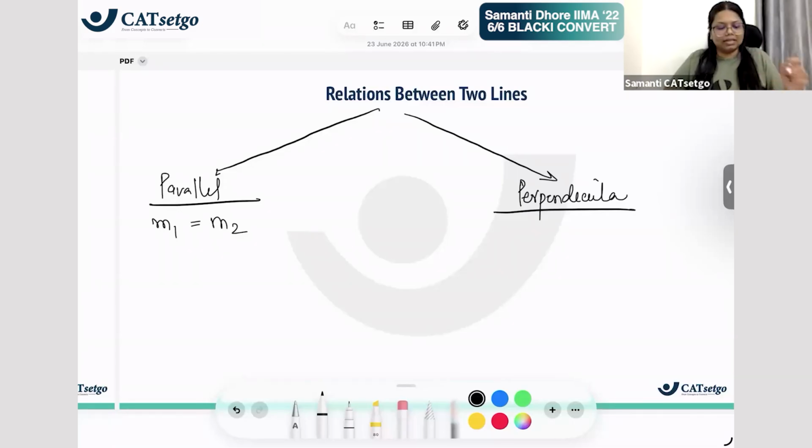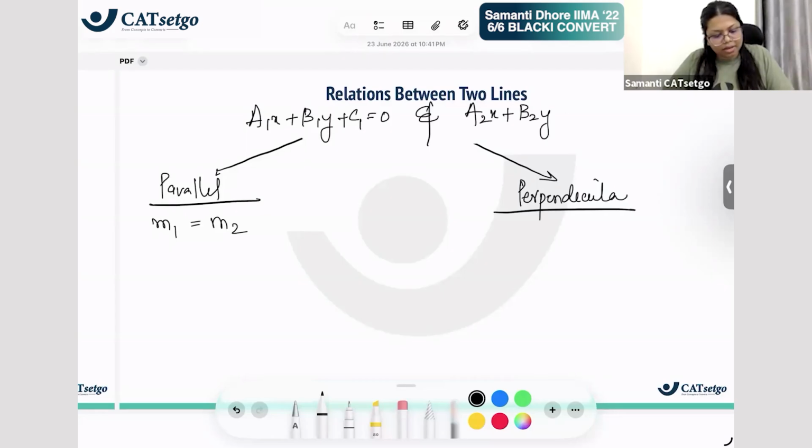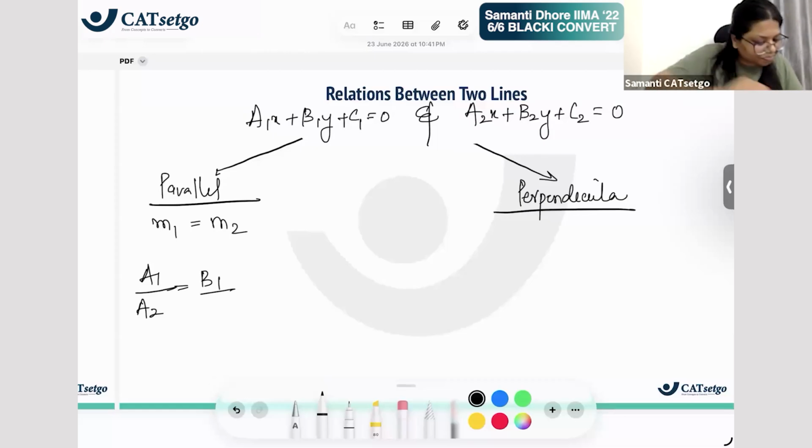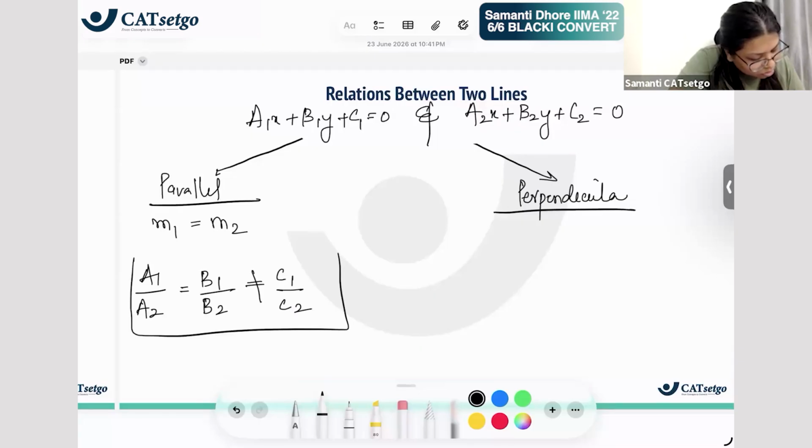If two lines are given to you, let me write it here. The first line is, let's say, a1x plus b1y plus c1 equals 0. And the second line is a2x plus b2y plus c2 equals 0. So these two lines will be called parallel if a1 by a2 is equal to b1 by b2, but not equal to c1 by c2.